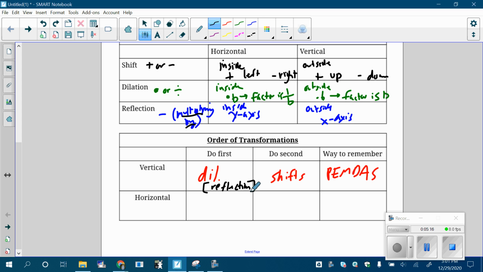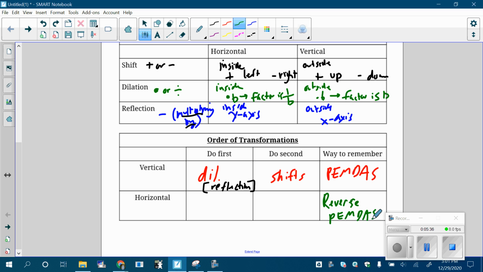It doesn't matter whether you do the reflection first or the dilation first. Those two things are both multiplication. You can do them in either order. For horizontal, it's backwards. Backwards, backwards, backwards. The way to remember this is that it is reverse. Oops, gotta spell reverse right. Come on, Mr. Reverse PEMDAS.